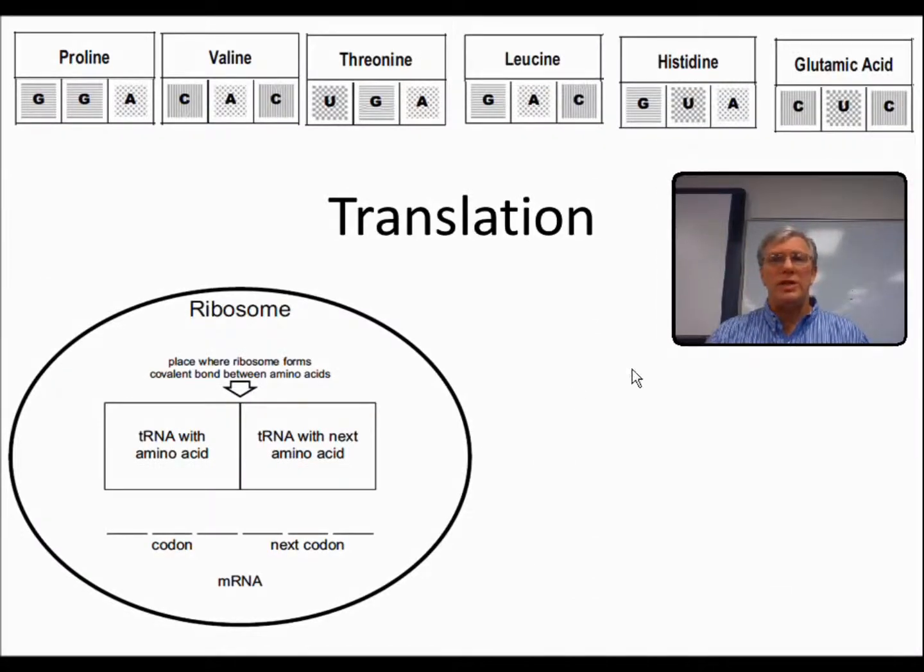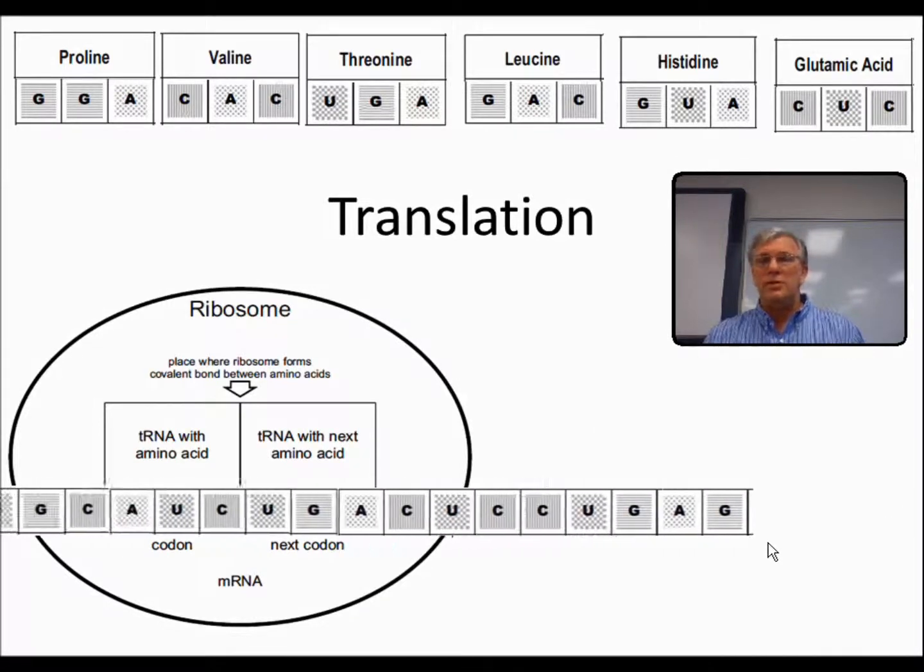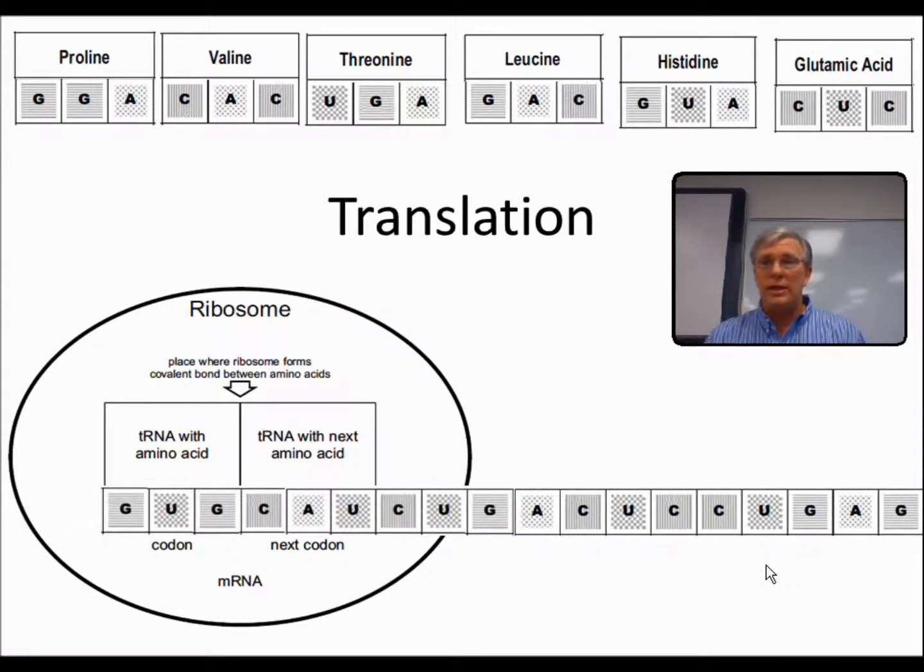So here we are out in the cytoplasm. Here comes our messenger RNA molecule that was just created in the nucleus during transcription. The messenger RNA molecule is going to find a ribosome and it's going to attach to it. There are two docking stations on the ribosome.